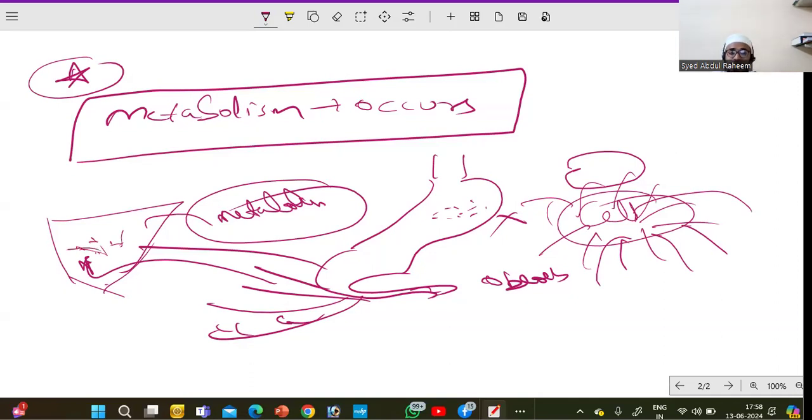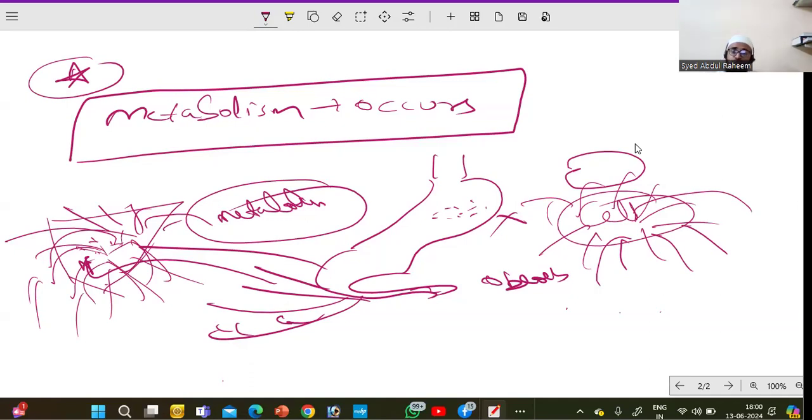And after that, the waste products, like urea and nitrogenous waste, will all be removed by the liver in a certain way. So that is the reason whenever a person is taking any type of drugs, the metabolic waste or nitrogenous waste will be removed by the liver. This is an important function.